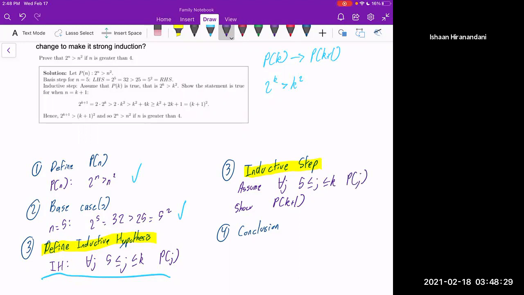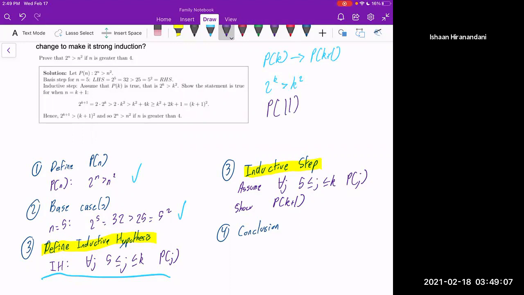What this is saying is that instead of just assuming P of k, we're going to be assuming all the values of k that come before it. So we'll be showing P of 5, P of 6, P of 7, all the way up until P of k when we want to prove P of k plus 1. So what does that mean in practice? Well, let's say we wanted to show that P of k plus 1, which we'll just define as 11, is going to be true.